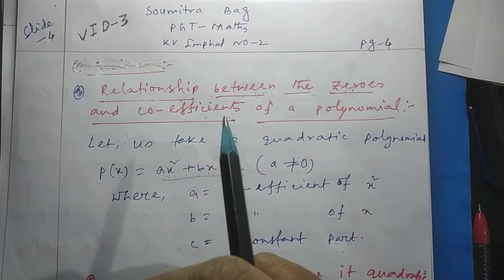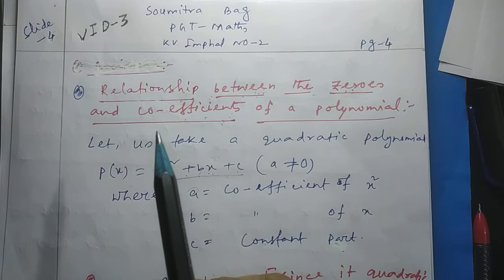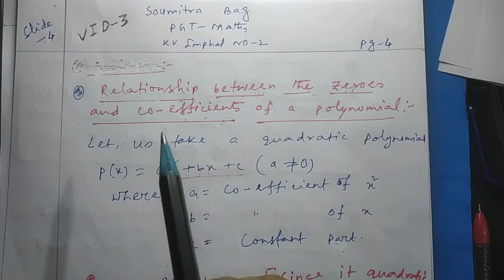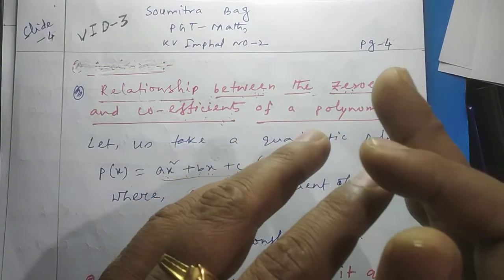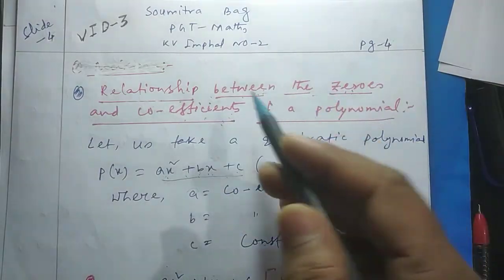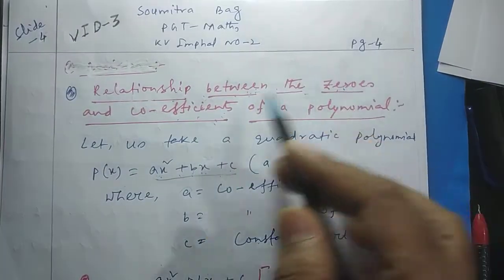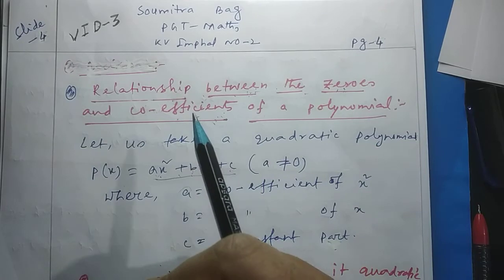Today, this video is going to be my third video on the chapter Polynomials. Now, today in this video, we are going to learn the next and new topic, that is the relation between the zeros and the coefficients of a polynomial.